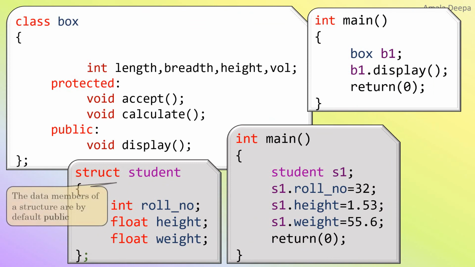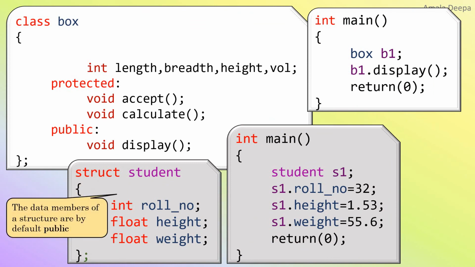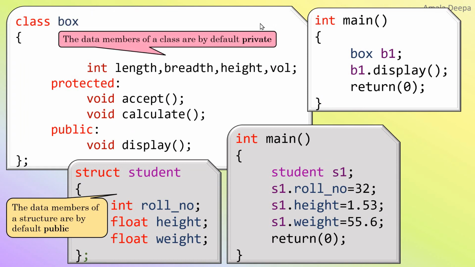The data members of a structure are by default public. That is, within a structure, when an access specifier is not mentioned, the members are automatically considered to be public, whereas the data members of a class are by default private. That is, in a class, when an access specifier is omitted, those members are treated as private.